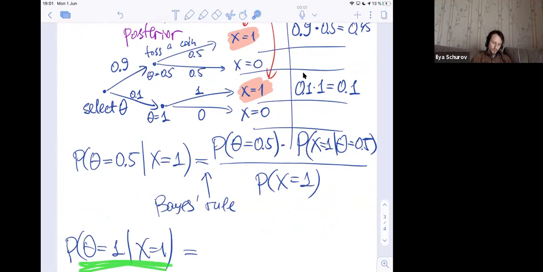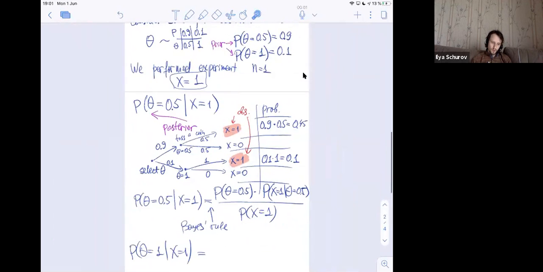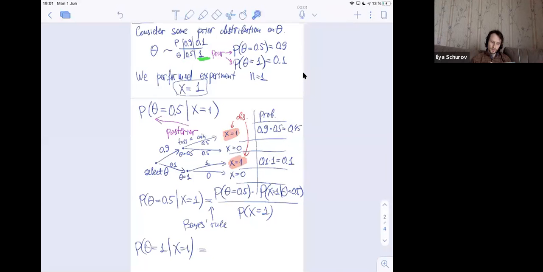How to find this probability? In our model, theta can be either this or this. Theta can take value either 0.5 or 1. Assume that we observe that x equals 1, and we found the probability that theta equals 0.5 under this condition. What can I say about this probability? How can you find it? Okay, you have two events, and exactly one of them will happen. What can you say about their probabilities?